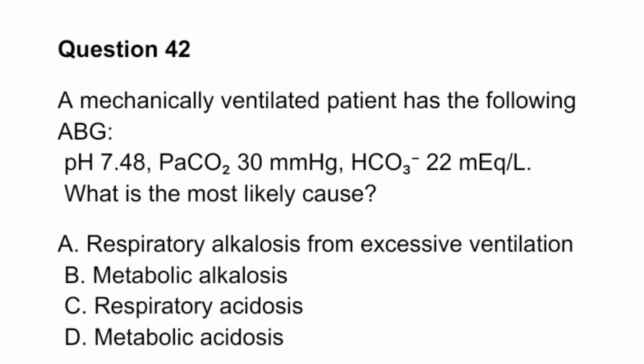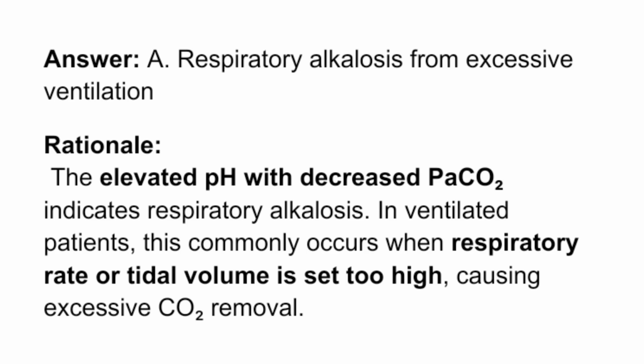Question 42. A mechanically ventilated patient has the following ABG: pH 7.48, PaCO2 30 mmHg, HCO3- 22 milliequivalents. What is the most likely cause? A. Respiratory alkalosis from excessive ventilation. B. Metabolic alkalosis. C. Respiratory acidosis. D. Metabolic acidosis. Answer: A.